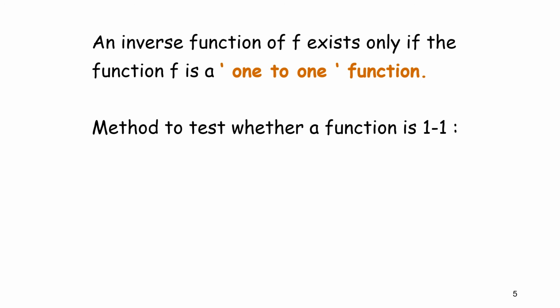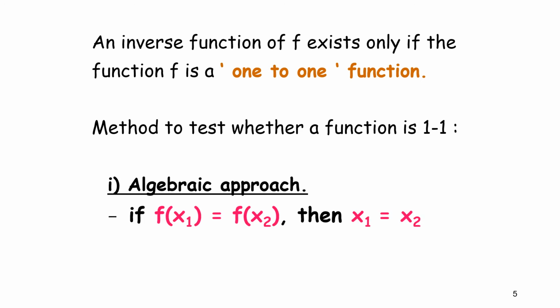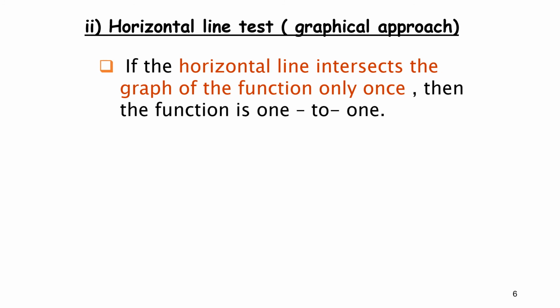Method to test whether a function is one-to-one. First, by algebraic approach. To use the algebraic approach, we have to take f(x1) is equal to f(x2). Then the answer you have to get is x1 is equal to x2. The second one, we have the horizontal line test by using graphical approach. If the horizontal line intersects the graph of the function only once, then the function is one-to-one.